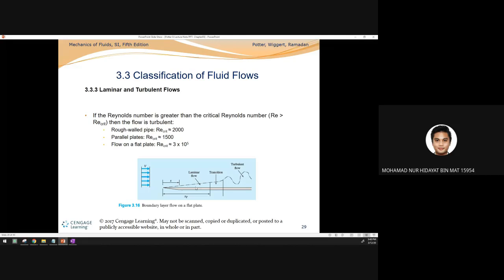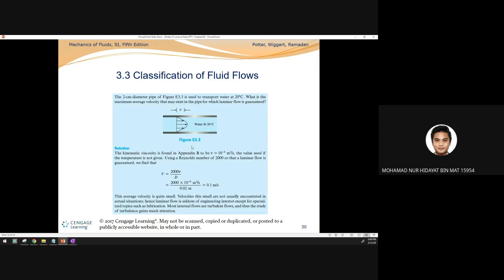So we have 3 types of flow. Laminar flow is a very smooth, orderly manner flow, then transition flow, and last but not least, turbulent flow. So this is the critical. Once the flow passes through this Reynolds number, for the wall pipe, it becomes turbulent. When the flow passes through this Reynolds number, for parallel pipe, it becomes turbulent, and so on.